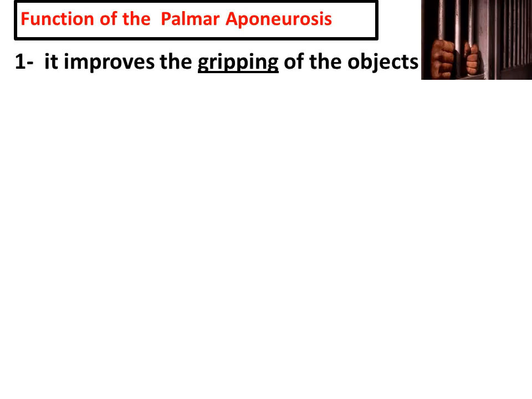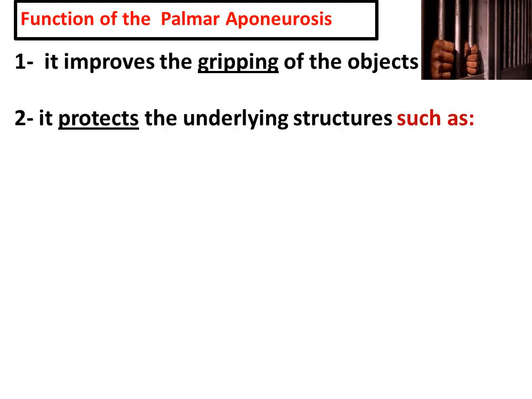What is the function of the palmar aponeurosis? Number 1, improve gripping of the objects. Number 2, protect the underlying structures. What are the important structures we want to protect?